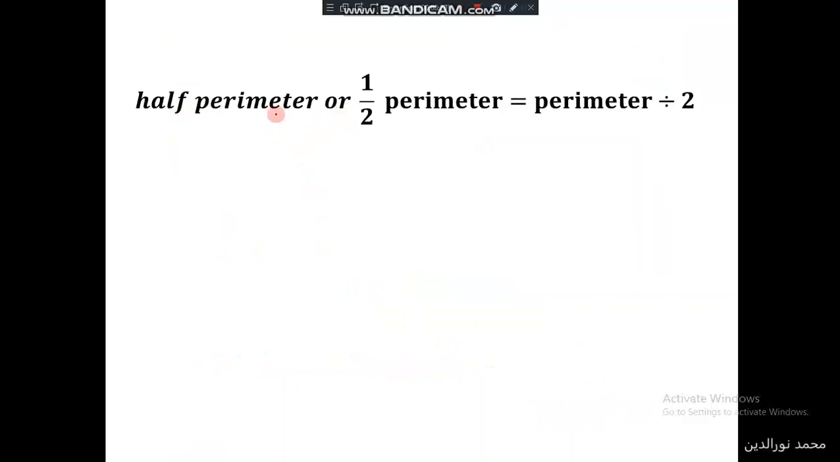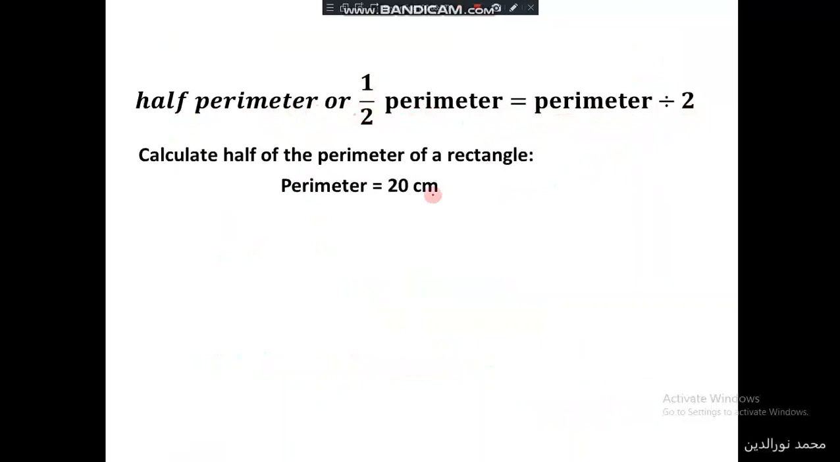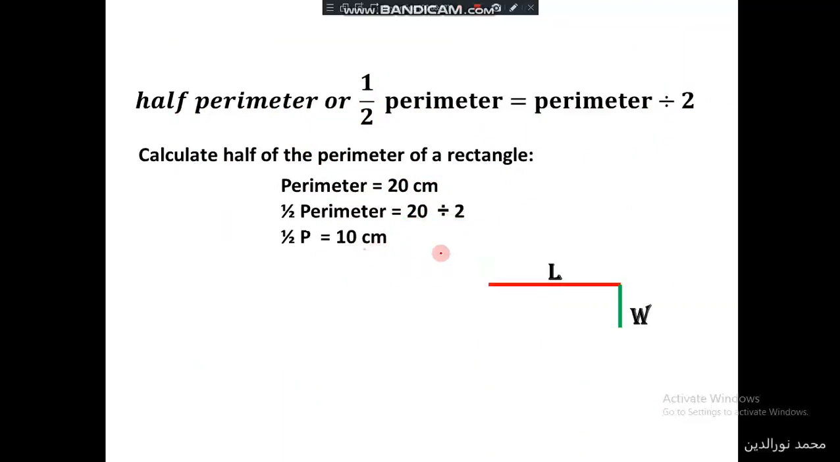So half perimeter, or 1/2 perimeter, equals perimeter divided by 2. Calculate half of the perimeter of a rectangle. The perimeter is 20, then half of 20 is 20 divided by 2, which is 10 centimeters. So half perimeter, which is length plus width, is 10 centimeters. So L plus W is 10.